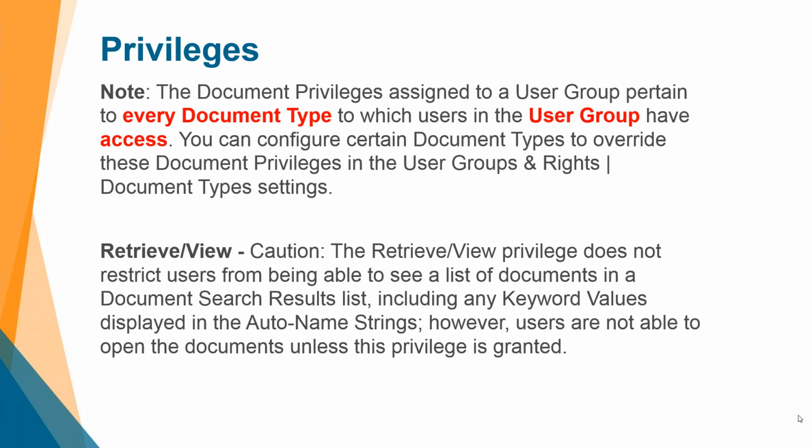So yeah, in Jason's example, if you track your social security number on your HR documents, that's fine. Generally, you'd want to make that a hidden keyword. True. And definitely you wouldn't want to include it in the auto name string. Retrieve and view will not restrict someone from seeing a social security number in an auto name string if that's how you have your auto name string defined.